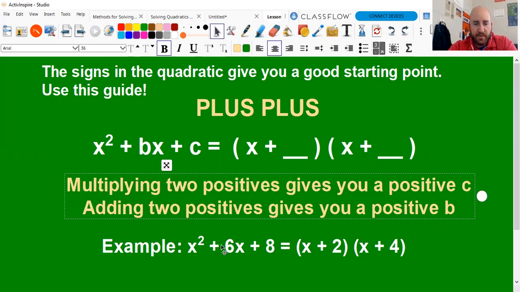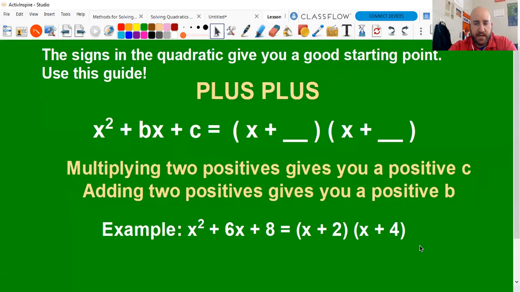My example, x squared plus 6x plus 8. Again, we've seen this a couple times already. We saw it back in the vocab when I was talking about binomials. If I factor that, what multiplies to give me 8 and adds up to give me 6? 2 and 4. So my factors are x plus 2 times x plus 4.